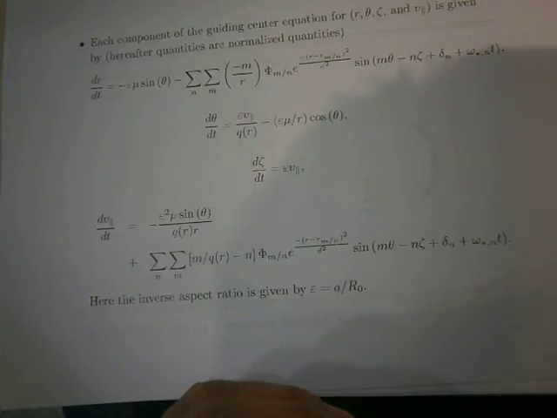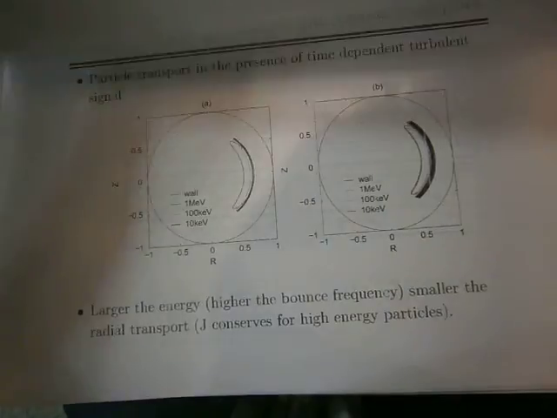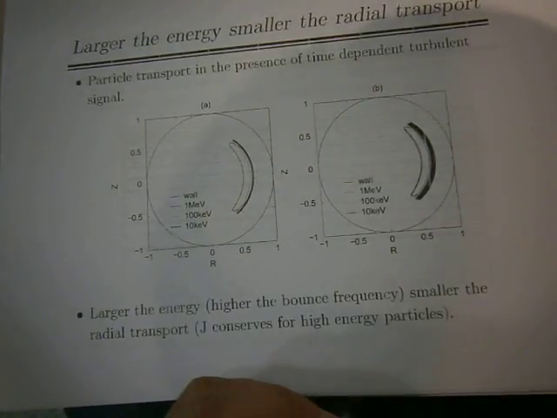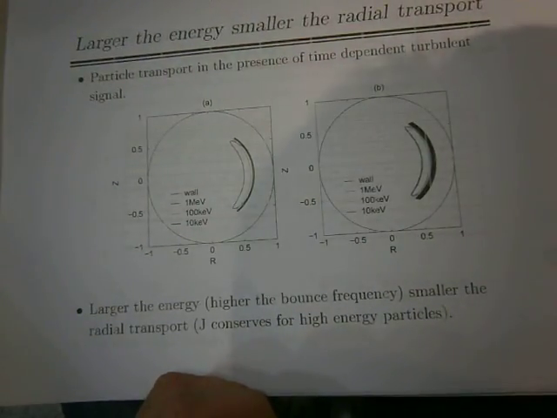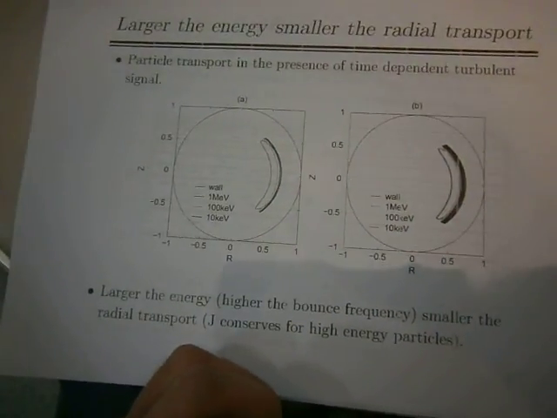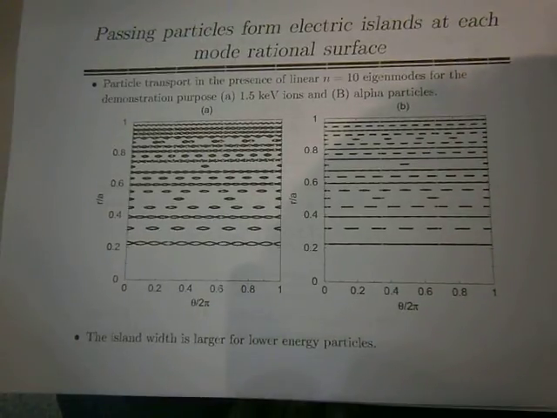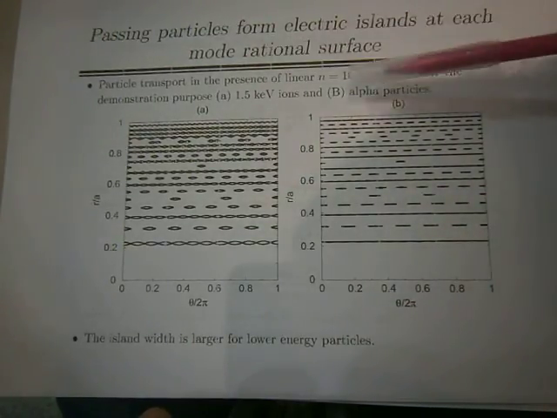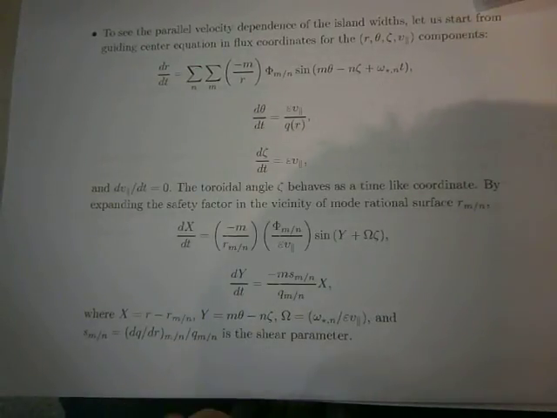In each combination, the gas integration for the given parameters, after conditions are normalized quantity. After have invested the aspect ratio given. And the large inner small radius transport, particle transport in the presence of time-dependent turbulence. A single, large energy, high energy frequency, similar and radius transport compares a particle. Passing particle from the elastic around each mode rational surface. Particle transport in the presence of linear ion wave for the demonstrated purpose. Ion the phase of particle around with the weather low energy particle. To see the forward velocity depend on the ion waves.